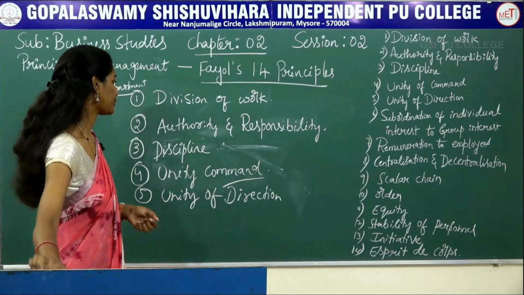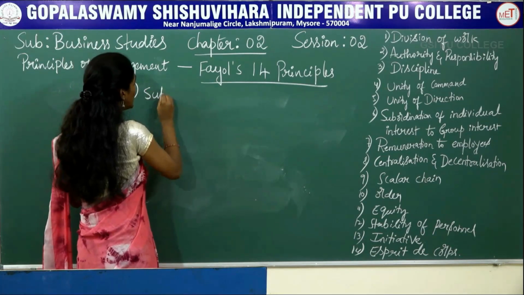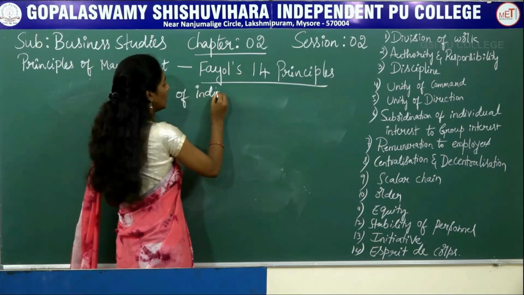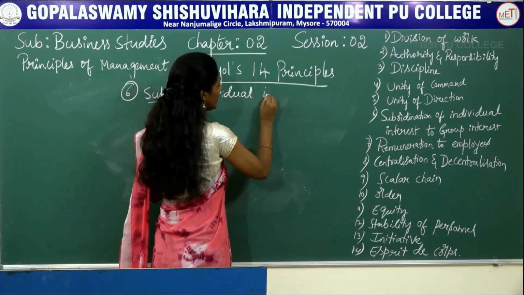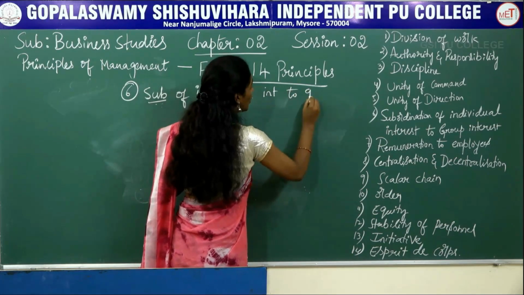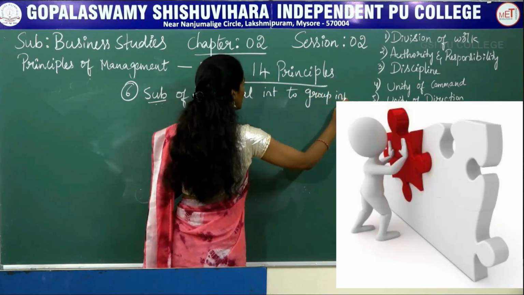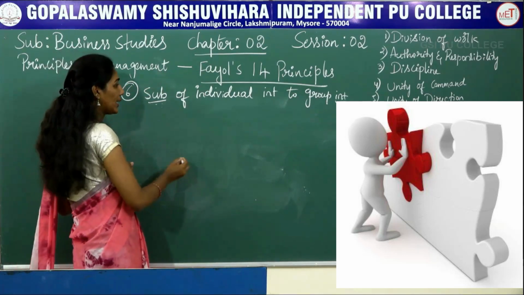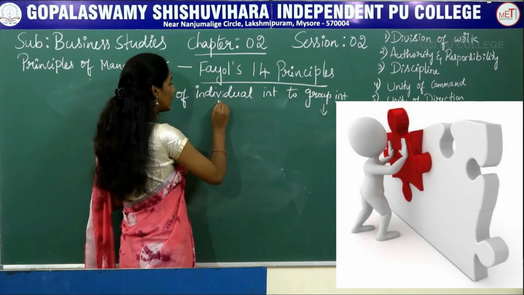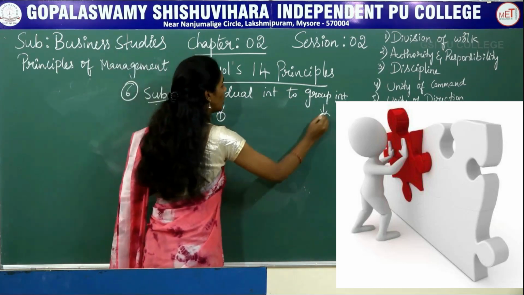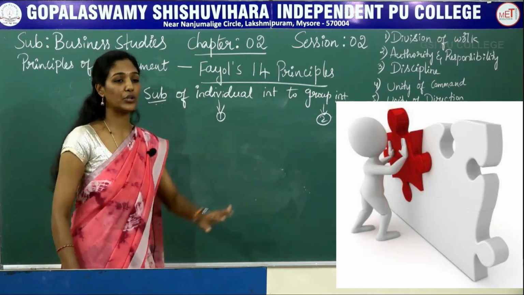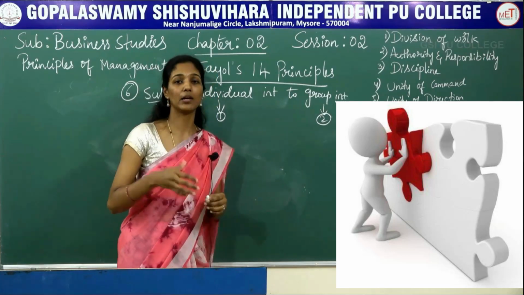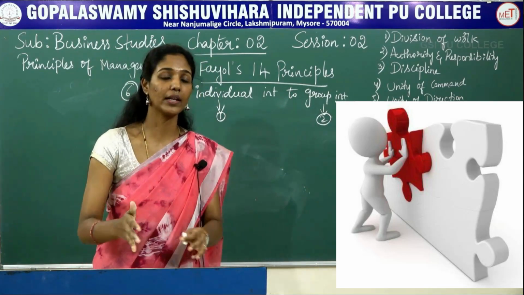The next is subordination of individual interest to group interest. Here in this point, you can see there are two different interests. One is group interest and the second one is individual interest. Group interest is mainly related to the organization. What are the interests of the organization? That is nothing but earning more profit, survival and growth in society.